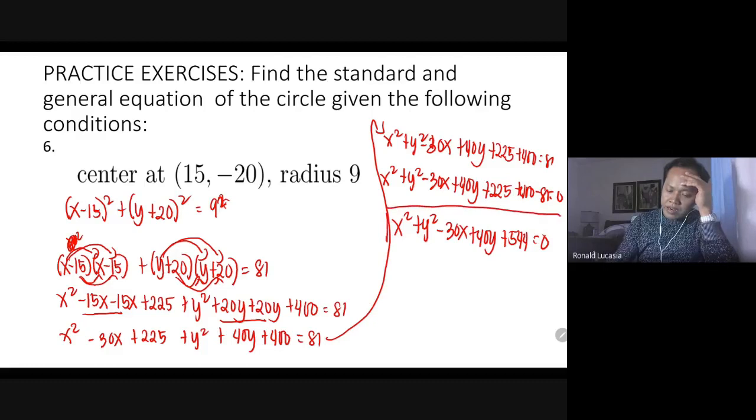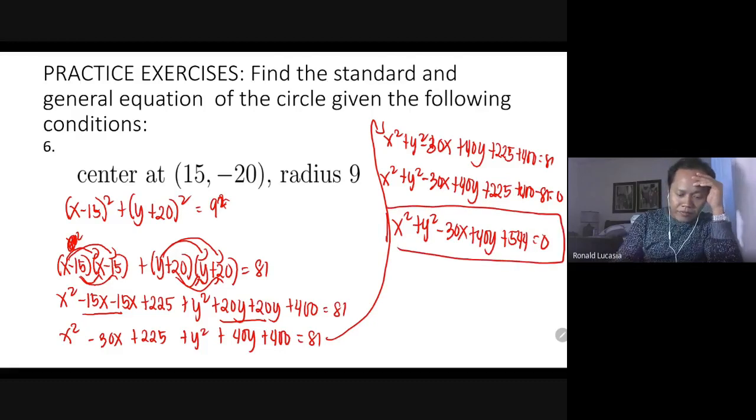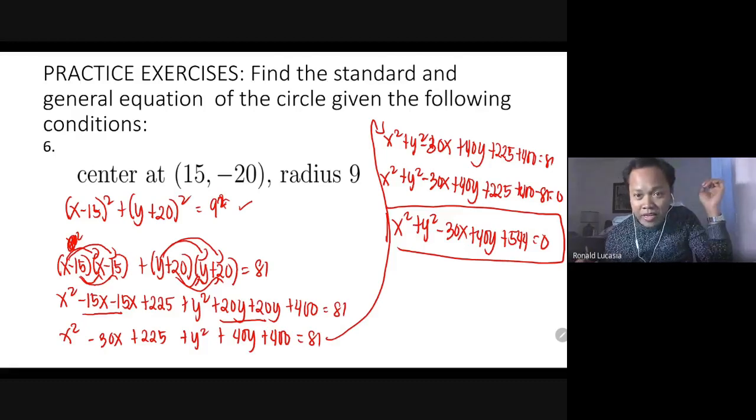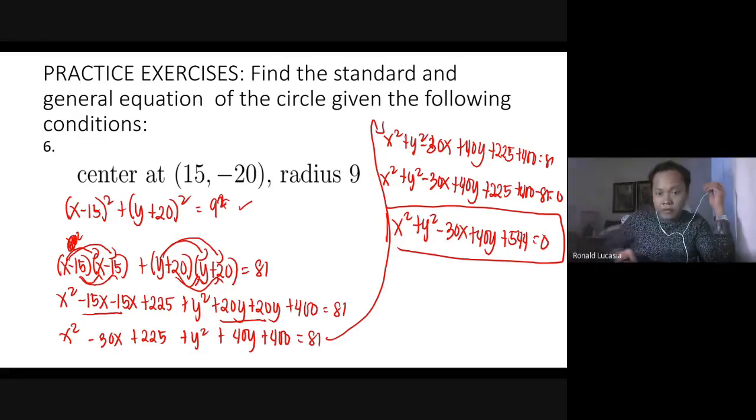This is the standard form. Actually, this is the general form. Equals 81. So very good. Jan Ariola got it correctly. I think Kurt has something to do with the constant term. Nagkamali siguro sa pag-add or minus. And Abaya Catherine also got it correctly. Okay?